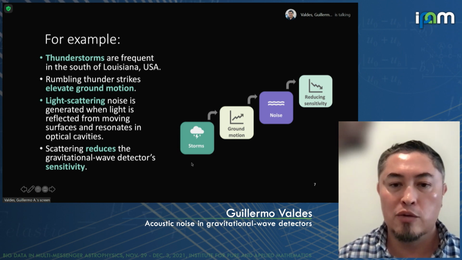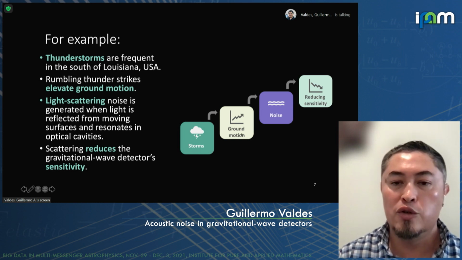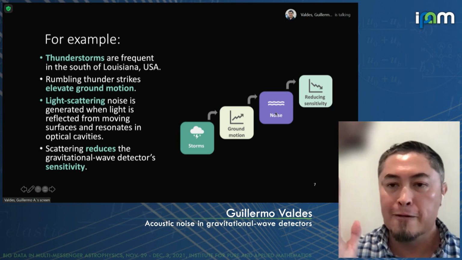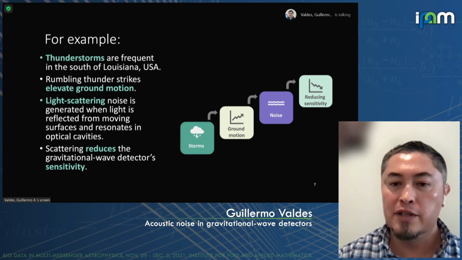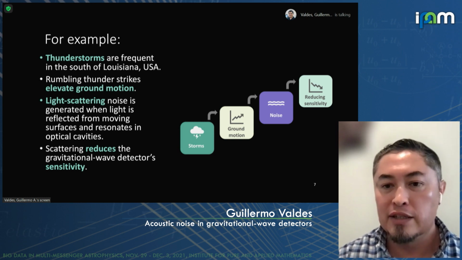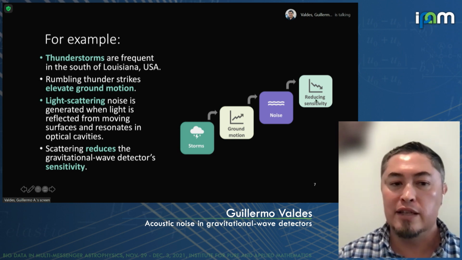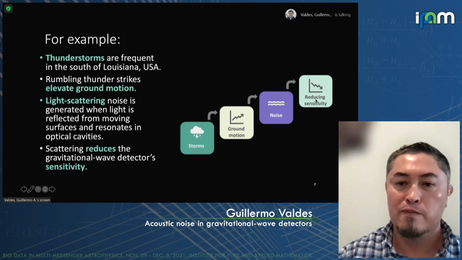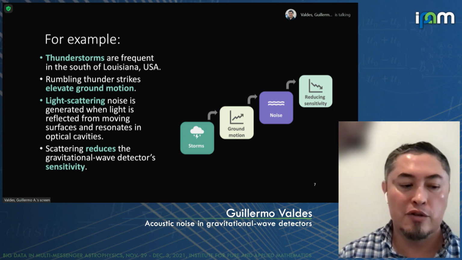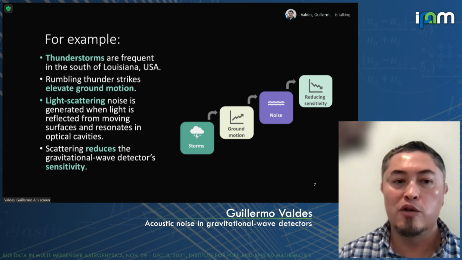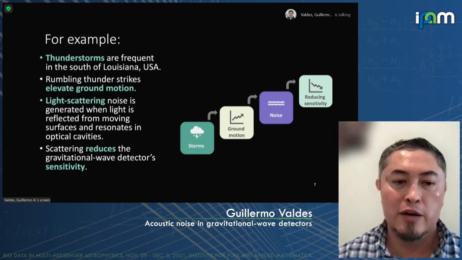So going back to this diagram, the storms produce this elevated ground motion, which produces motion in the reflective surfaces, which produces scattering, and that reduces the sensitivity of LIGO. So that's one of the reasons why it's important to take a look at all these noises, acoustic noises.